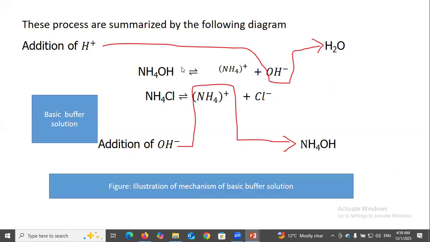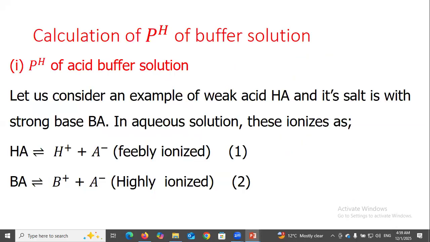The processes are summarized as follows. On addition of hydrogen ion, the hydrogen ion reacts with the hydroxide and produces water. On addition of hydroxide, the ammonium ion reacts with hydroxide and produces ammonium hydroxide.